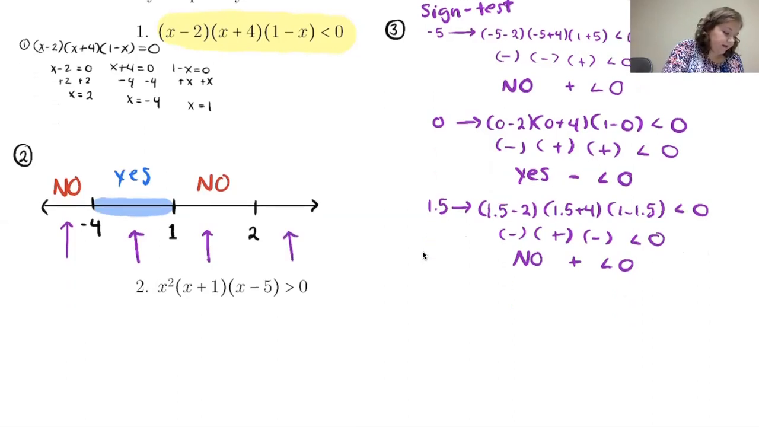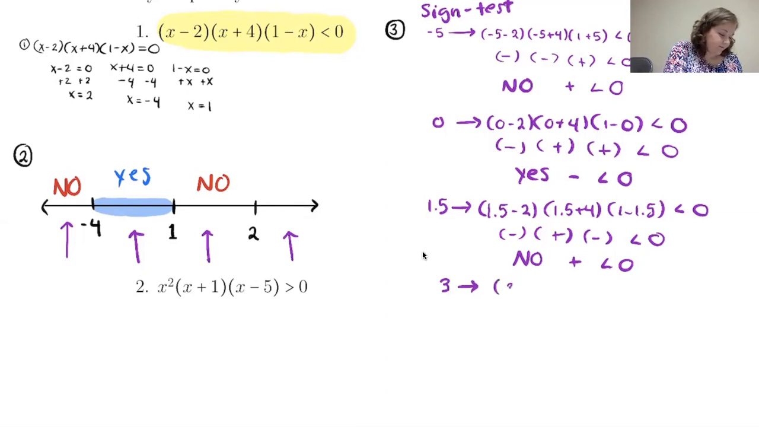Okay, so for this last one, we will plug in a number greater than 2, so a number from this interval here. And so I'm going to pick 3. 3 will be probably the best one. You want to pick 40 billion, go for it. I'm not.